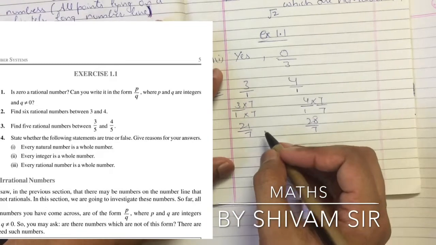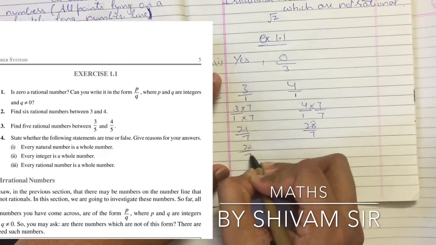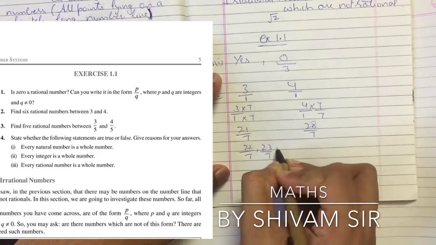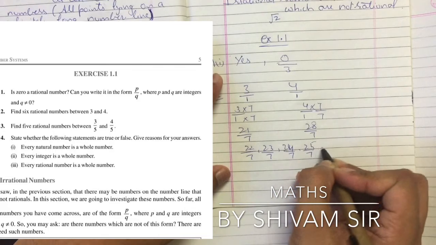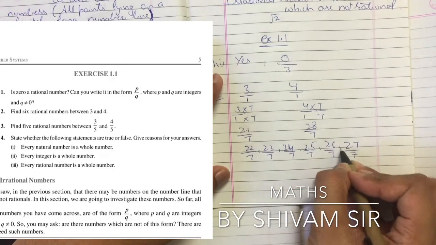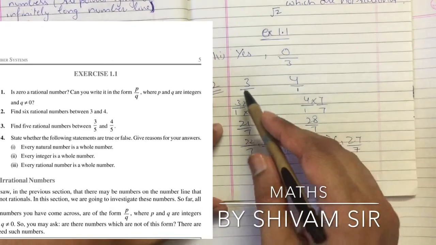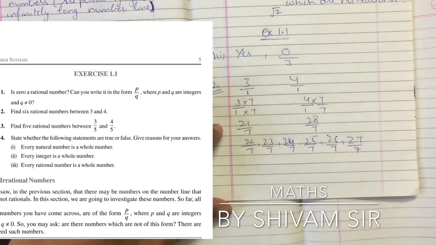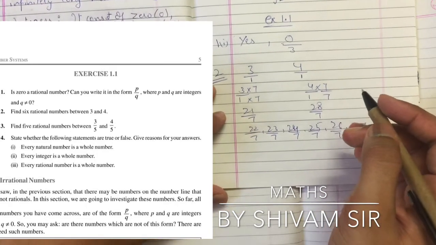We can take any 6 numbers from between: 22 upon 7, 23 upon 7, 24 upon 7, 25 upon 7, 26 upon 7, 27 upon 7. So 1, 2, 3, 4, 5, 6. These 6 rational numbers lie in between 3 and 4. Next question: find 5 rational numbers between 3 by 5 and 4 by 5.